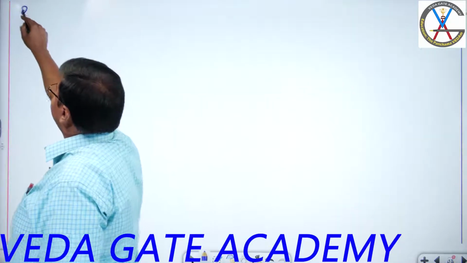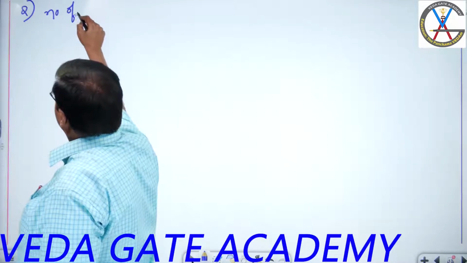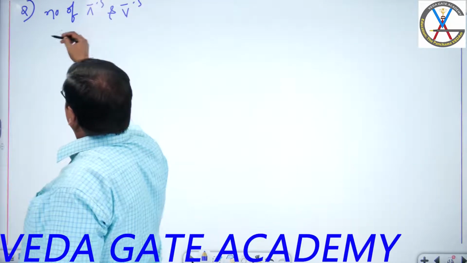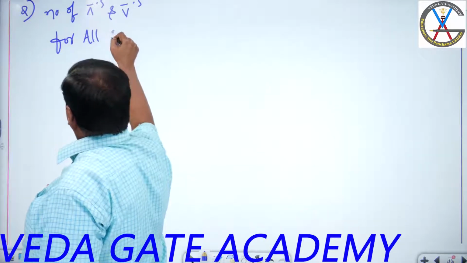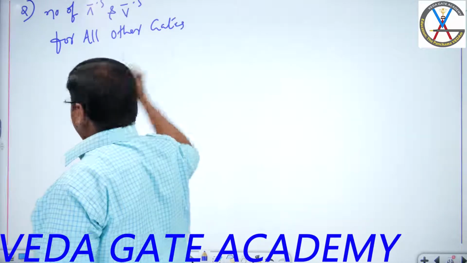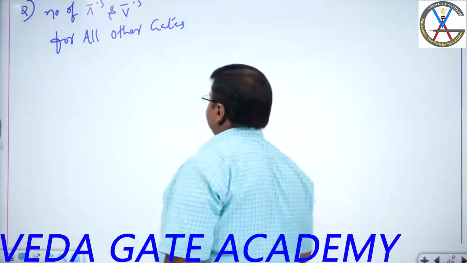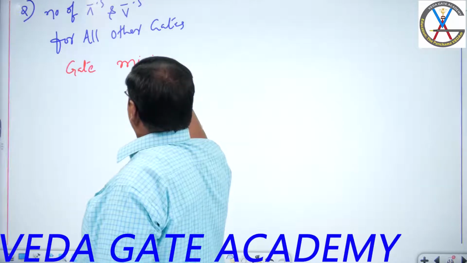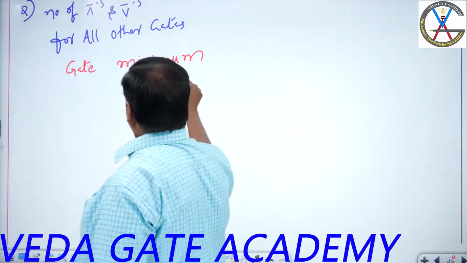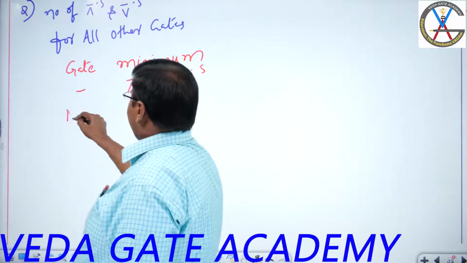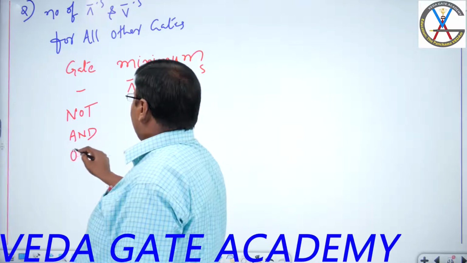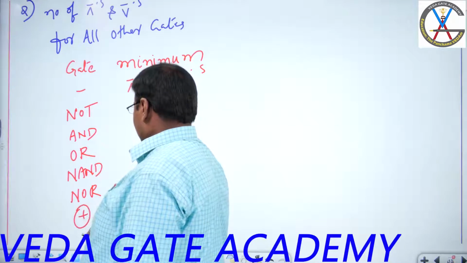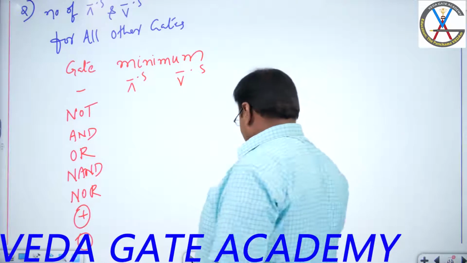A short question: the number of NANDs and NORs for all other gates. Let me draw this like a table. Gate, minimum NANDs required, NORs required, to develop NOT, AND, OR, NAND, NOR, exclusive OR and exclusive NOR. To develop these gates, how many gates are required one by one?